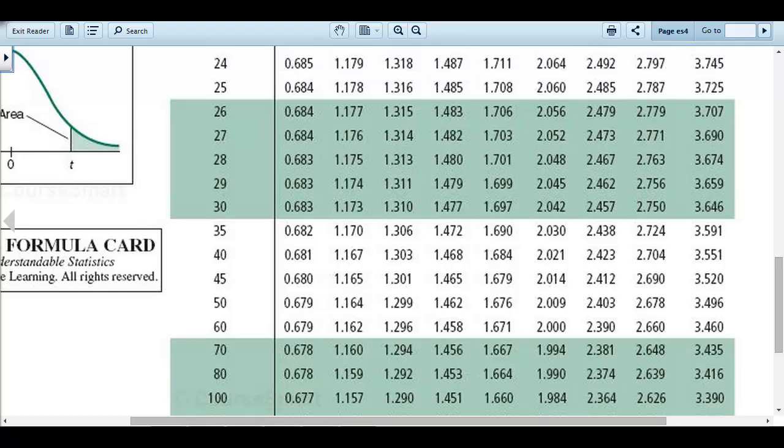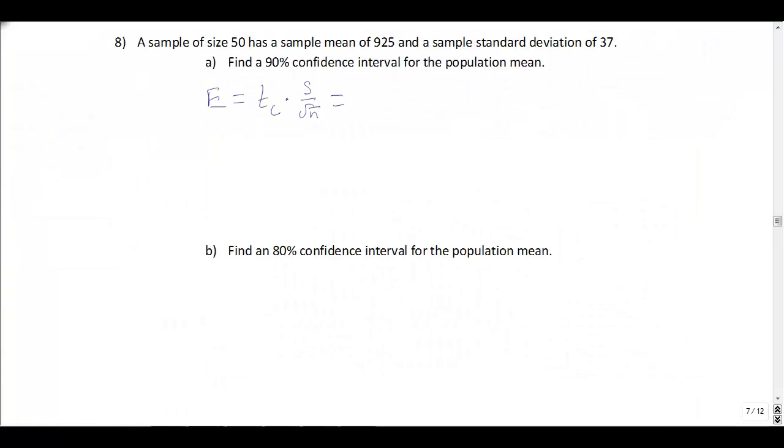And 1.706. Now we get to 50, that's really, so this degree of freedom is sample size minus 1. So we're really looking for a 49 here. So we probably should use the one that's a little bit bigger, 1.679. So that critical value is 1.679. Sample standard deviation is 37, and n is square root of 50.